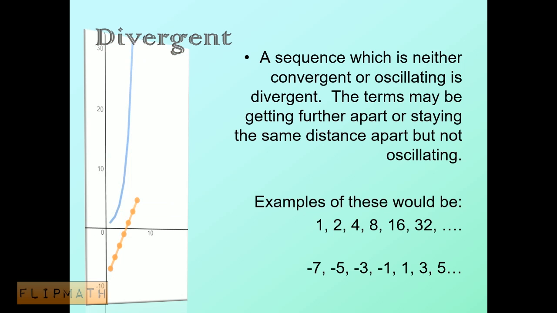If I show you what those two graphs look like, the one in orange is -7, -5, -3, etc., and the one above in blue is 1, 2, 4, 8, 16, 32. So they're the three different types that you have, and I hope you've made some notes to that effect, because we're going to look at three examples.